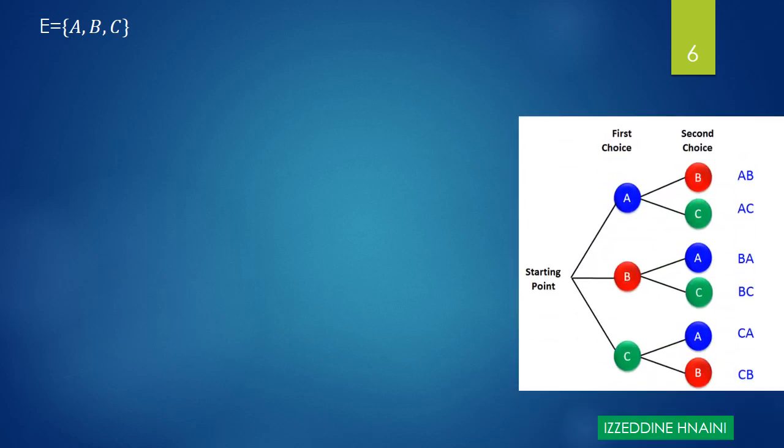We want to find the permutations of two elements of E. The first letter may be A, the second letter may be B or C. If the first letter is B, the second letter may be A or C. If the first letter is C, the second letter may be A or B. So we get 6 permutations: AB, AC, BA, BC, CA, CB.